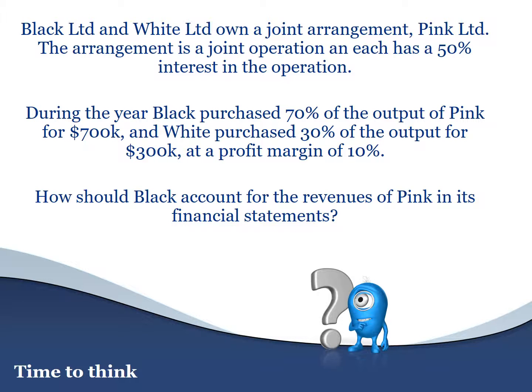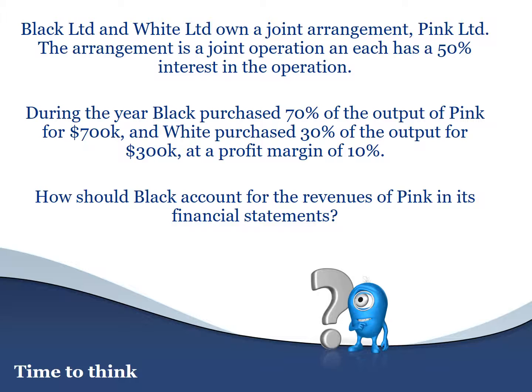In another scenario, you have Black Limited and White Limited, which are both party to a joint arrangement. The arrangement is one in which they both have a 50% interest in the operation. During the year, Black purchased 70% of the output of Pink, and White purchased 30% of the output of Pink at a profit margin of 10%. And the question is, how should Black account for the revenues that are so generated by Pink in its financial statements?